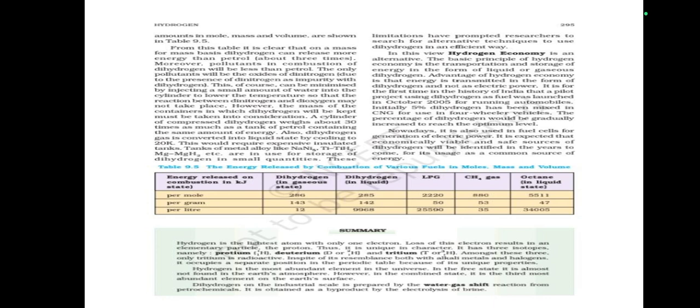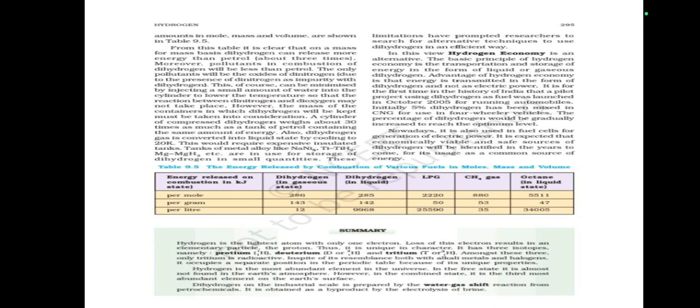Table 9.5: energy released by combustion of various fuels in moles, mass and volume. Then let's see the summary. Hydrogen is the lightest atom with only one electron. Loss of this electron results in an elementary particle, the proton. Thus it is unique in character.